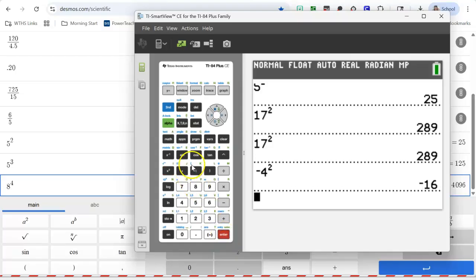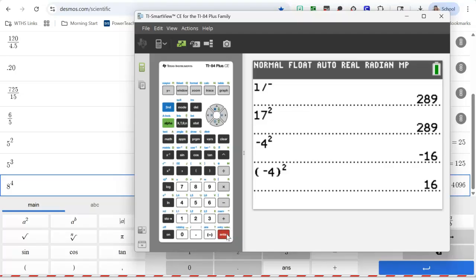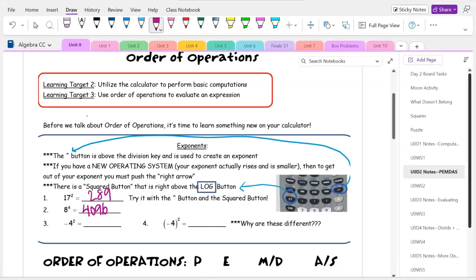The second one has parentheses. The parentheses are right up here by division. You want to make sure you type it in exactly the way it looks. So the squared is outside the parentheses. What I want you to notice is that one of these gives you a negative 16 and the other gives you a positive 16. So I want you to think for a minute why these would be different.